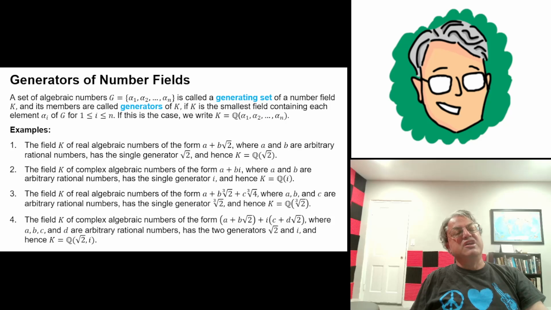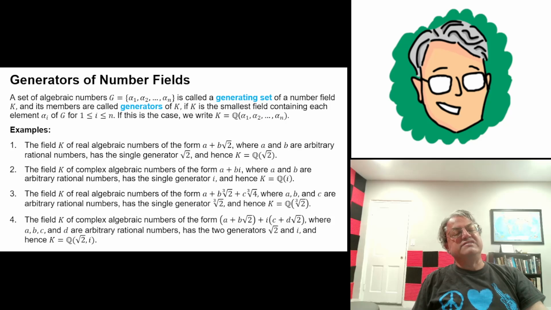So i is the generator of this number field. And then the third example, if we have algebraic numbers of the form a plus b times cube root of 2, plus c times cube root of 4, then that actually has just one generator, cube root of 2. Because like I said before, you get the cube root of 4 for free just by squaring cube root of 2. So we can write this field as Q adjoin cube root of 2. So it has a single generator, cube root of 2.